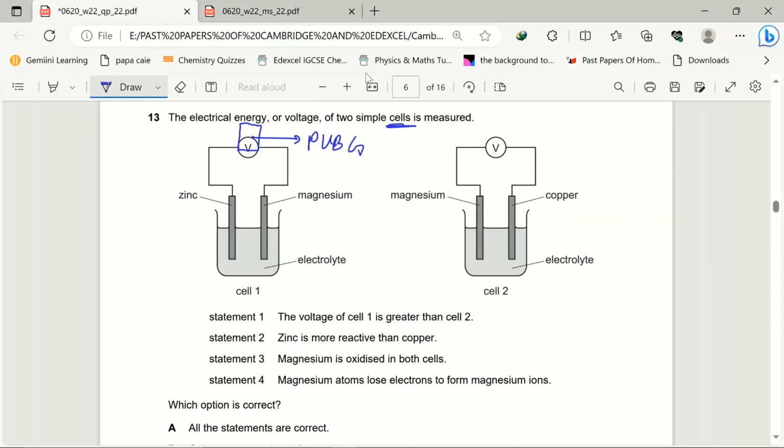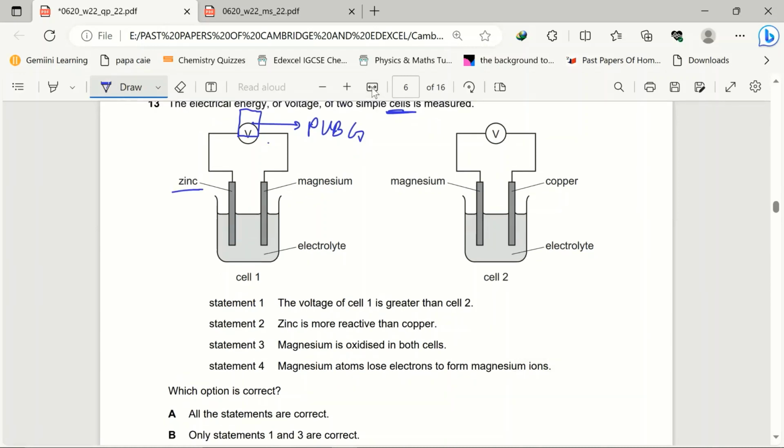Okay, so that's how it goes. They're giving some statements. You see, we have zinc and magnesium, and here we have copper and magnesium. Fine. So statement 1, the voltage of cell 1 is greater than cell 2. We need to understand one thing: zinc, magnesium, and copper. We know magnesium is higher in the reactivity series than zinc. Then we have copper.